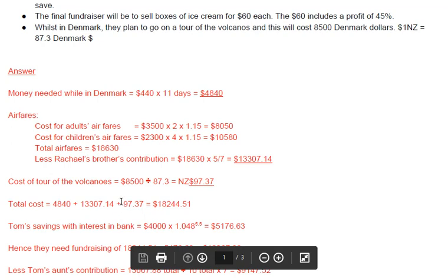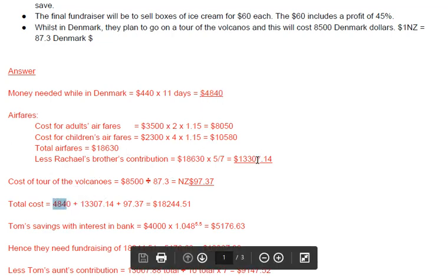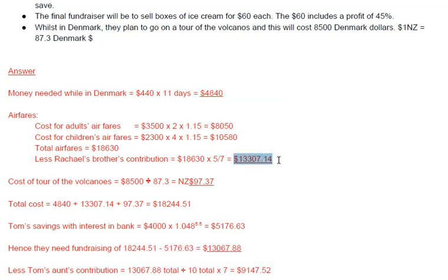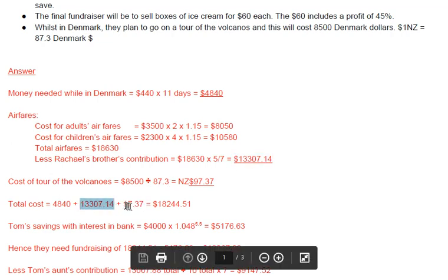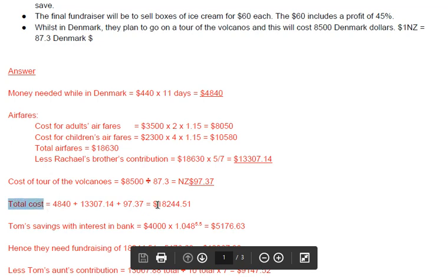Alright, let's go to the next bit over here. The total cost is the amount that they need when they're spending money in Denmark, which is 4,840, plus the amount after Rachel's brother's contribution, the amount that the family has to pay for the airfares. We're adding that together, and we're also adding the amount for the trip to the volcano, all in New Zealand dollars, of course. So the total cost is going to be this one here, 18,244 and 51 cents.